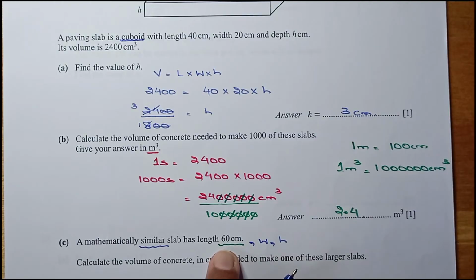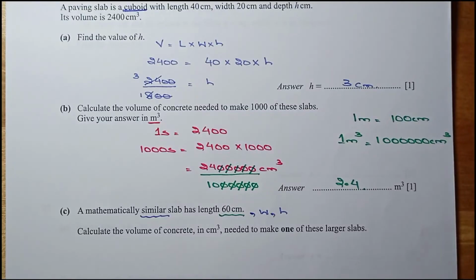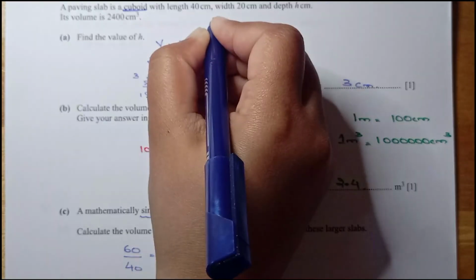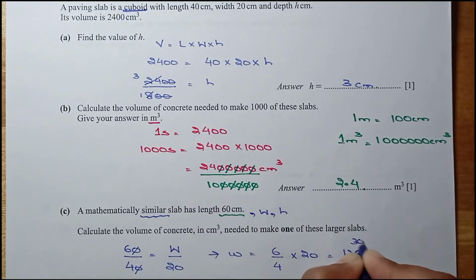So now the length is 60 and before the length was 40. So we can use the similarity concept: 60 out of 40 is equal to the width now, W, over the width before, which is 20. From here we can easily find the value for width. 0 is cancelled with 0. So the width would be equal to 6 over 4 times 20, right? 6 times 2 is 12 and 0, then 4 times 3 is 12 and 0. So the width is 30 centimeter, right?